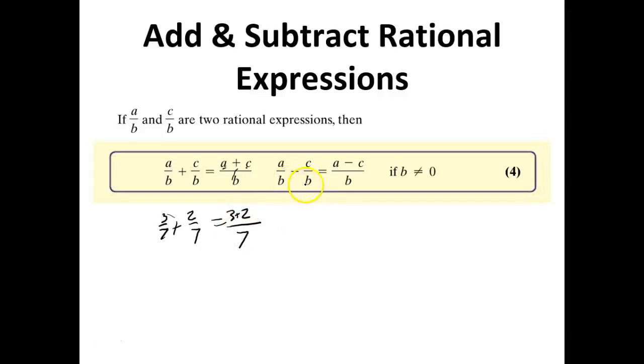With subtracting, as long as the bottoms are the same, the tops just get subtracted, just like you would do with normal fractions.